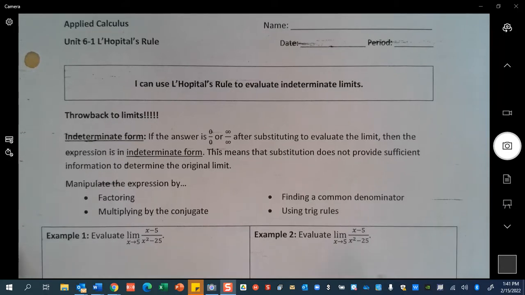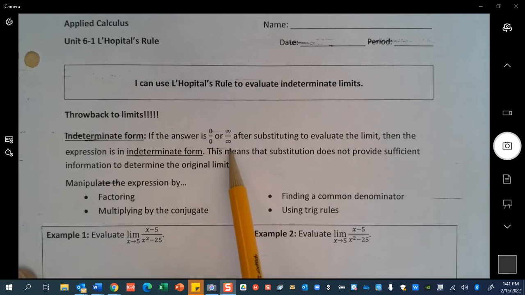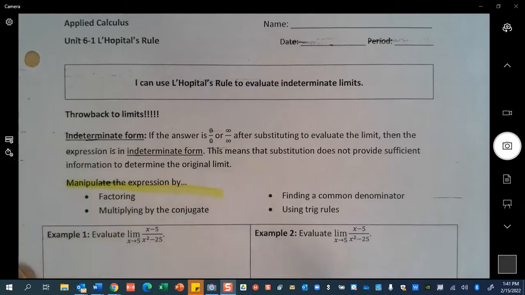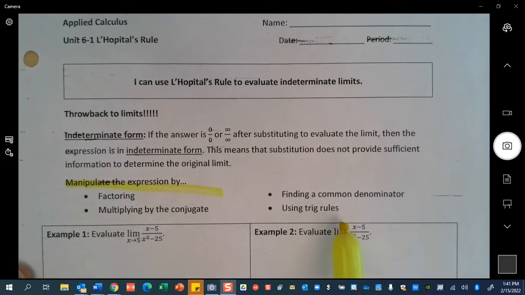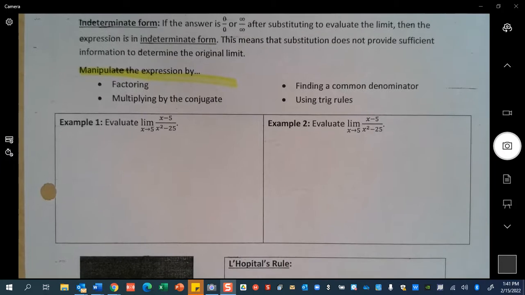First of all, let's go back and talk about our old way of doing it. If the answer is 0 over 0, or infinity over infinity, then that's an indeterminate form. And that means that substitution does not provide sufficient information to determine the original limit. So our options were to factor, to multiply by the conjugate, common denominator, or use trig rules. So here's 2 examples of what it is I'm talking about.